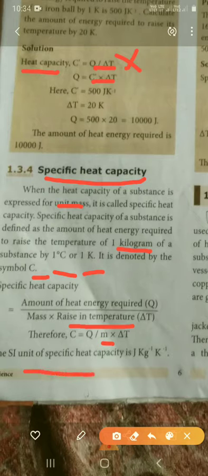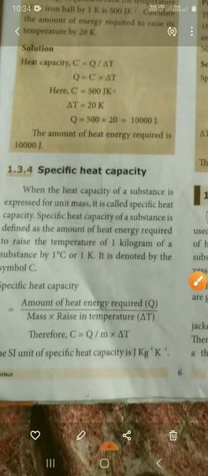The SI unit of specific heat capacity is joule per kilogram per Kelvin, J kg^-1 K^-1. This is the SI unit of specific heat capacity.